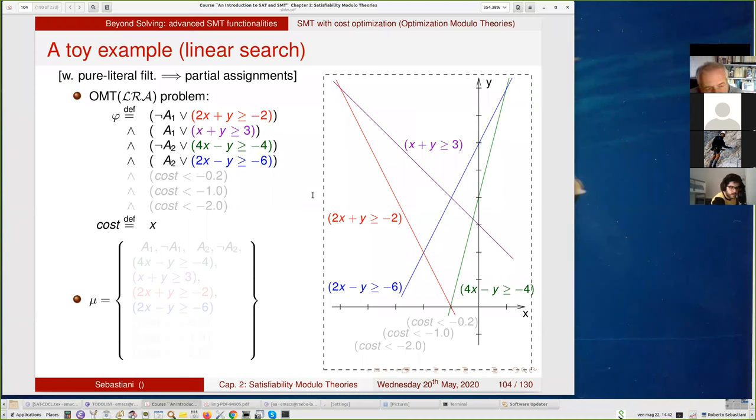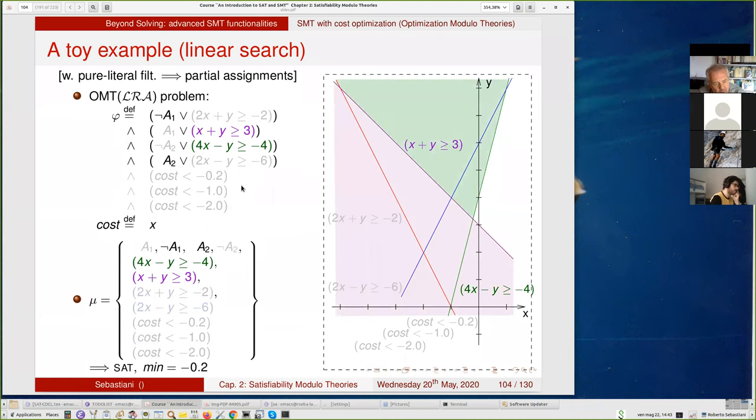So suppose you have this very simple example, where you have these four clauses, each involving one hyperplane, and the color corresponds to the lines. The cost function is X, so you want to find the minimum value of X. All the constraints are designed in such a way that the positive part is on the right of the lines that I've drawn here. So let's start with the search.